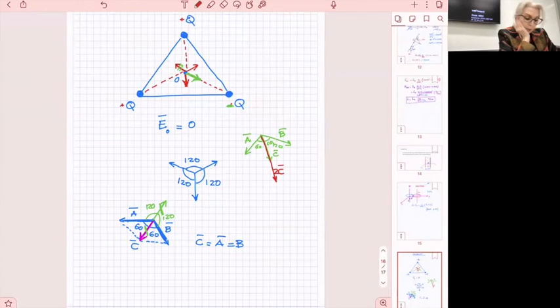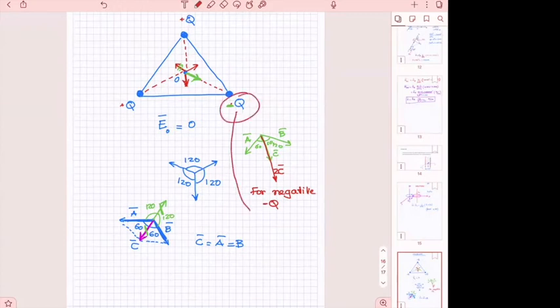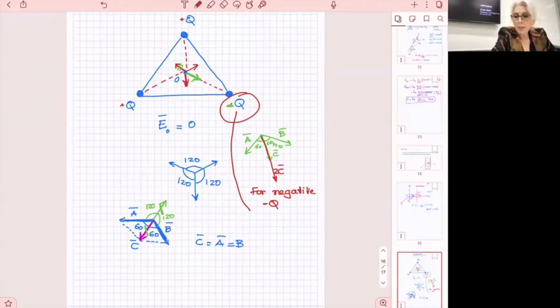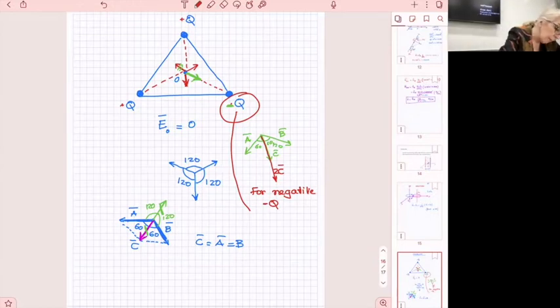That's going to be, if you have a negative Q there, for negative Q here. So it wouldn't cancel out if they were all negative? Yes, if they were all negative, it will cancel out. Oh, sorry, just the one on the bottom right. Yeah, it's only one. Okay. In this case, yeah.